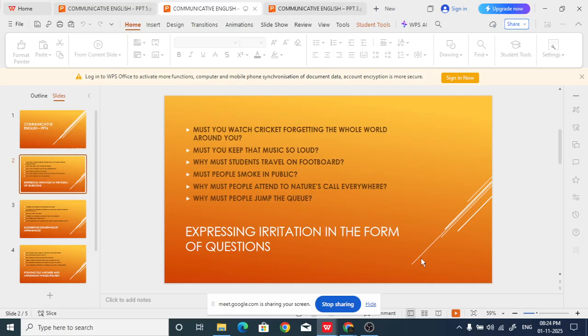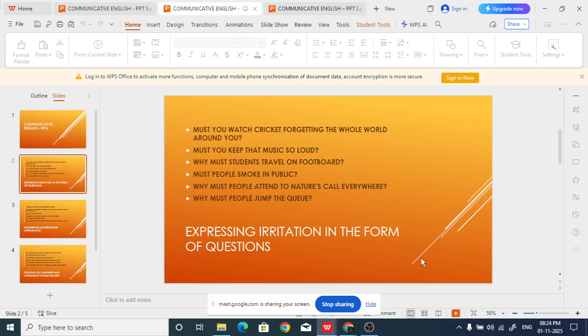Must you keep that music so loud? So we are starting with must. Why must students travel on footboard? Suppose students are traveling on a footboard in a bus. Then you are asking why must students travel on footboard? Must people smoke in public? Why must people attend to nature's call everywhere? Suppose people are going for urine everywhere instead of going to the toilet. So you can ask such questions.